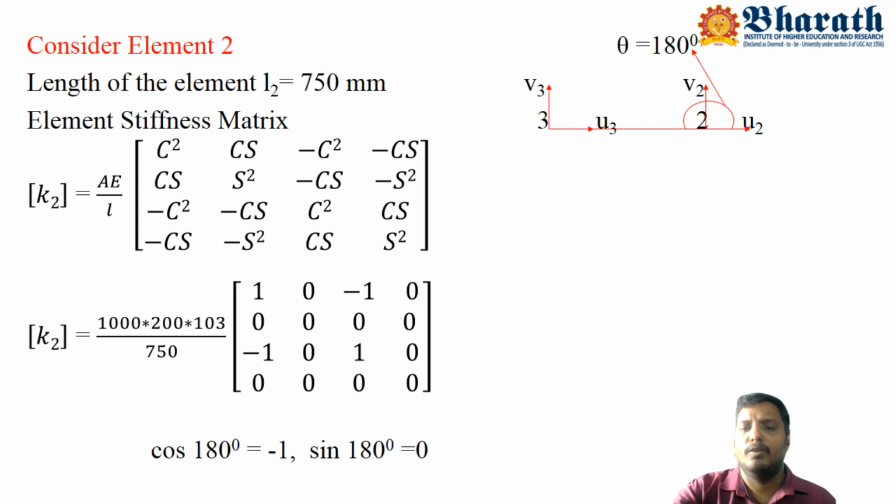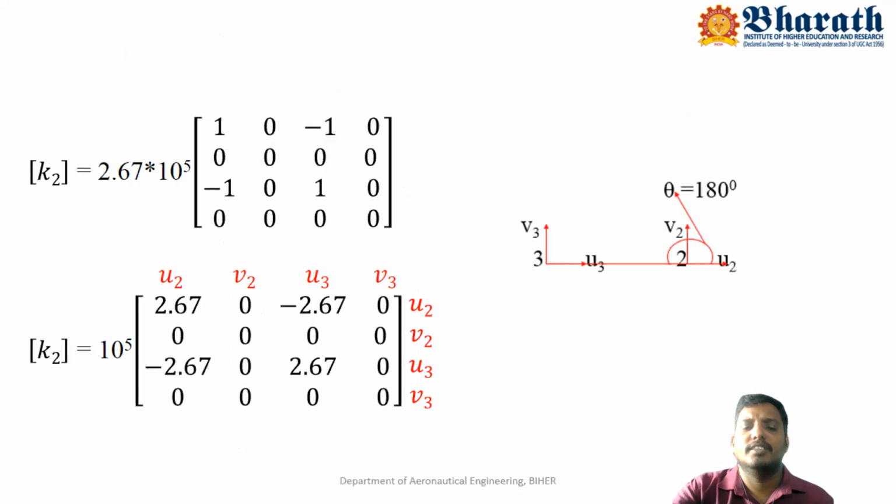Then if you find that theta equals 180 degrees, then cos 180 degrees is -1 and sin 180 degrees is 0. Then we have to substitute the given stiffness matrix, and we will get the stiffness matrix for element number 2. Once we get the stiffness matrix for elements 1 and 2, we have to assemble the stiffness matrix.